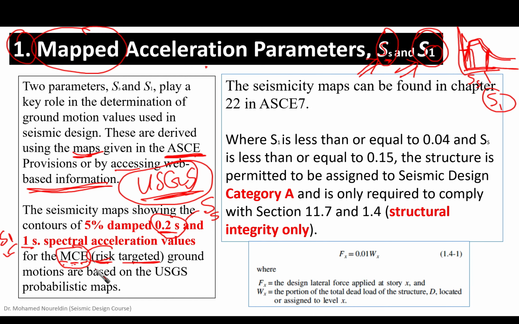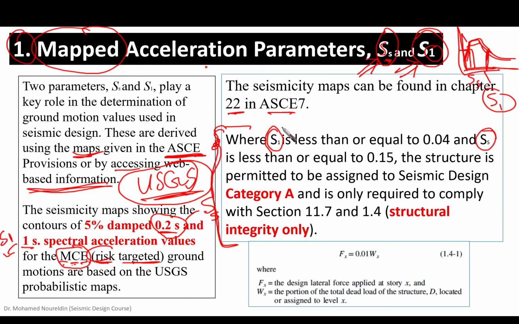Okay, what is the significance? I'm going to talk about it in a minute. The seismicity maps can be found in Chapter 22 in ASCE, as I said. Now, this is an important thing for us. In order to say whether a building is going to be designed based on the guidelines in ASCE or not, we need to check something very early on, which is S sub 1 and S sub S.